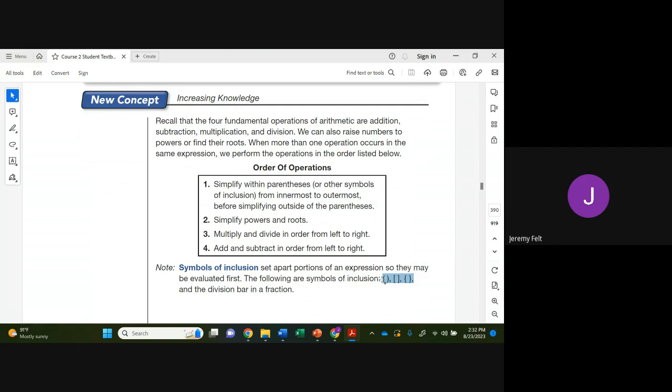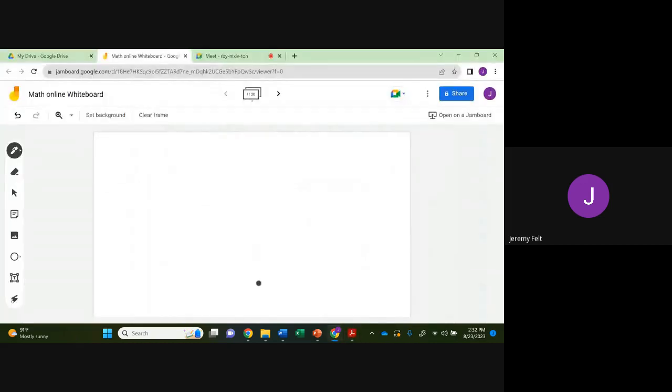So parentheses, if we have braces, brackets, or we have something in the numerator and denominator. So, for example, if I had this, well, normally this is division, but since this is all in the numerator, I do that first before I divide. Normally we divide before we add, that's correct. But since all of this is in the numerator, I add and then I divide.